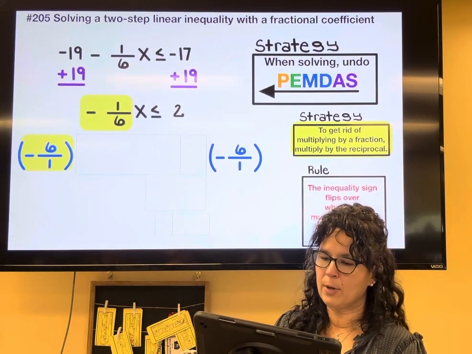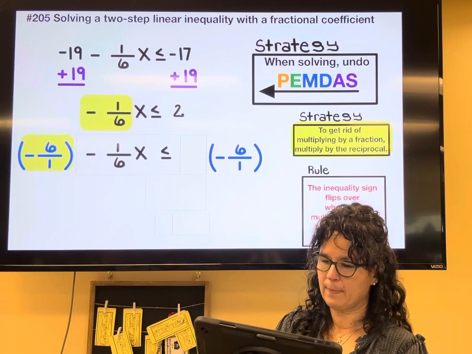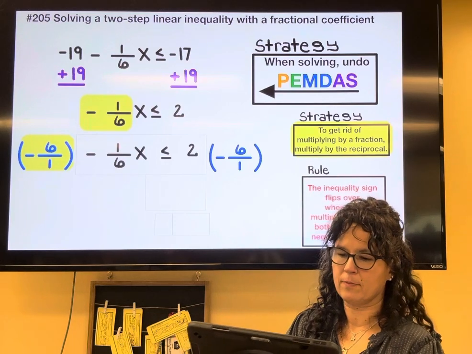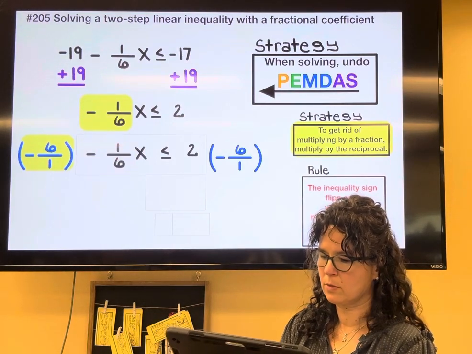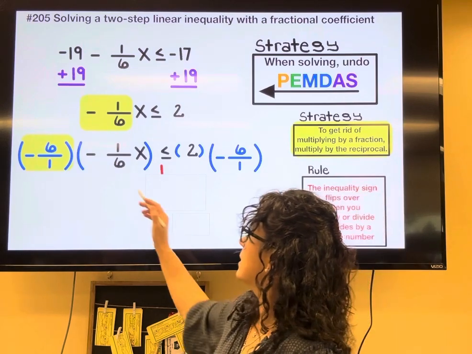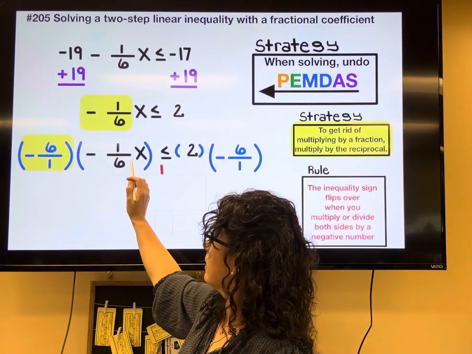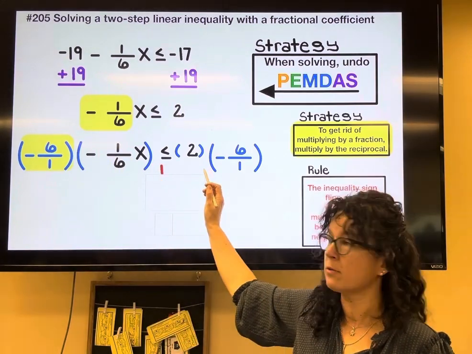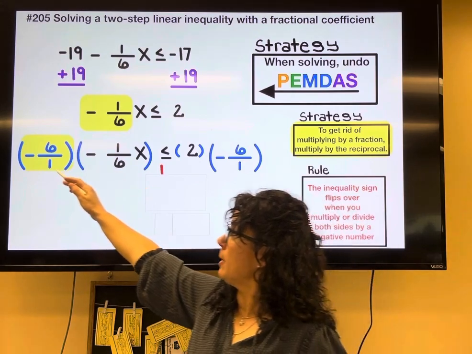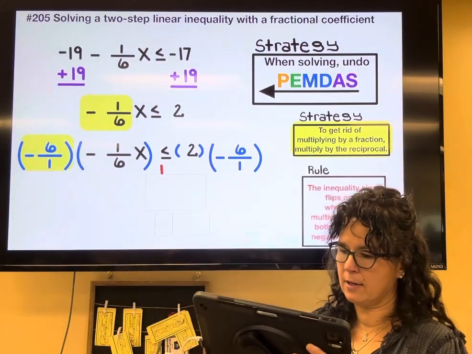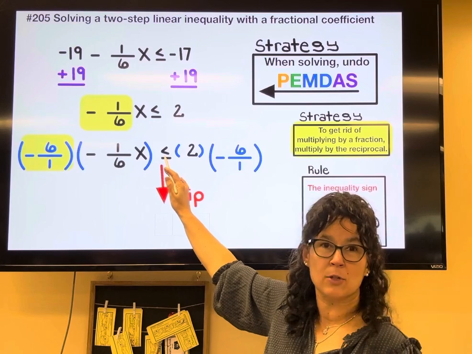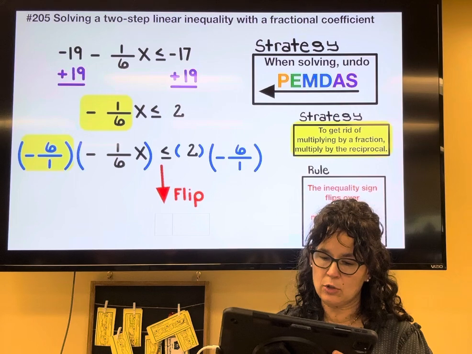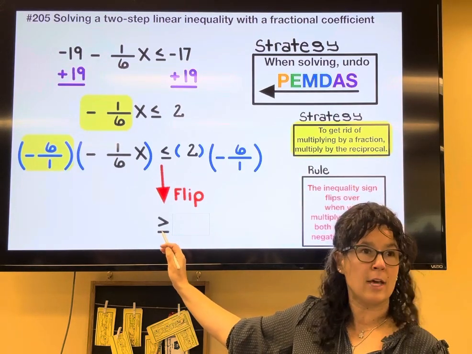Let's go ahead and bring down this part right here. Okay, so I'm multiplying the left and the right side by the reciprocal of the fraction. When I'm multiplying both sides by a negative, I need to remember that this symbol's got to flip over. So instead of having a less than or equal to, I now have a greater than or equal to.